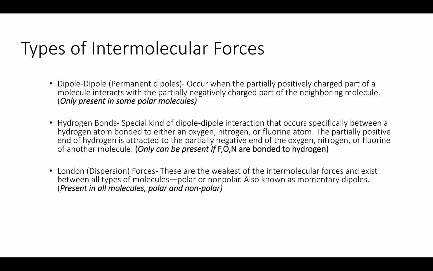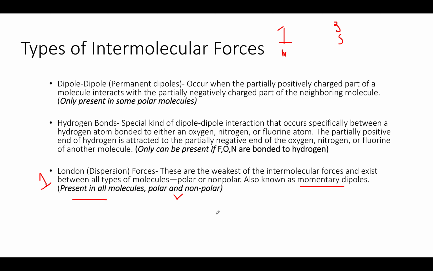So there's three main types of forces. We'll start from weakest to strongest, so 1 being the weakest and 3 being the strongest. So 1 would be London dispersion forces. These are the weakest forces. They exist between all types of molecules, and they're also known as momentary dipoles, and I'll get into that more in a second. But dispersion forces are present in all types of molecules, whether they're polar or nonpolar.